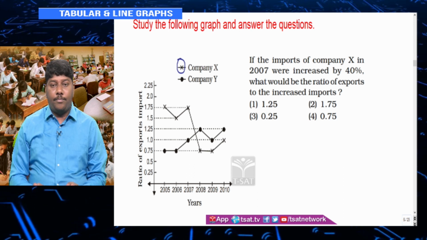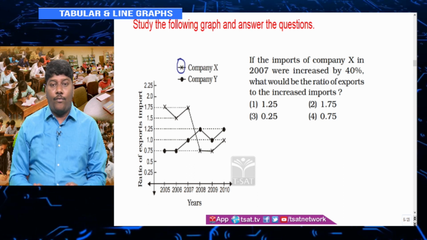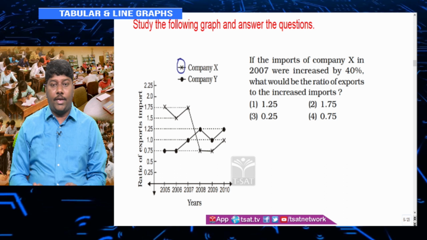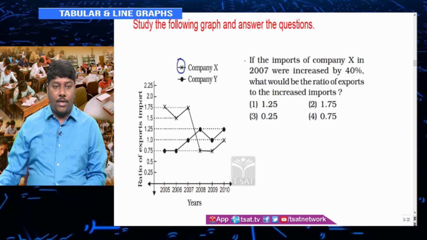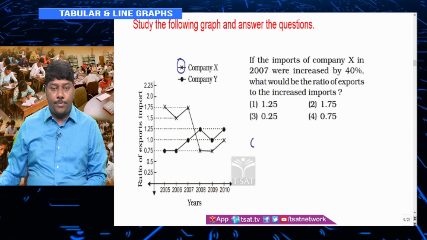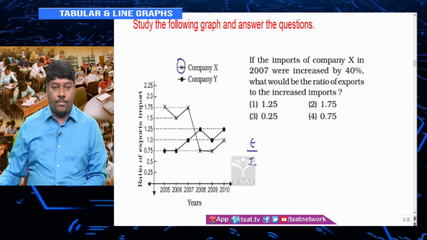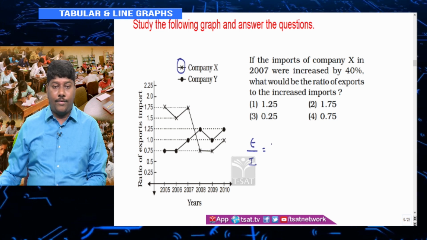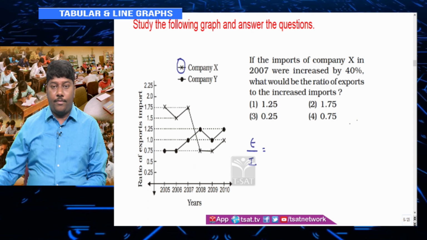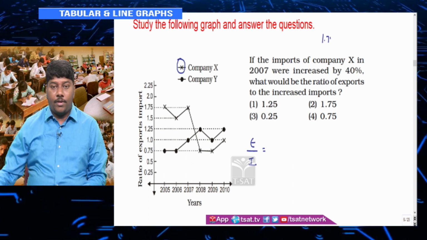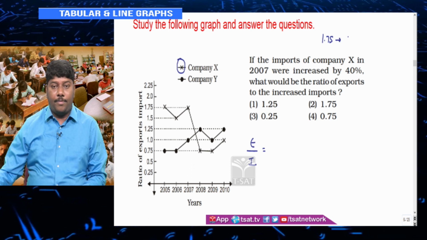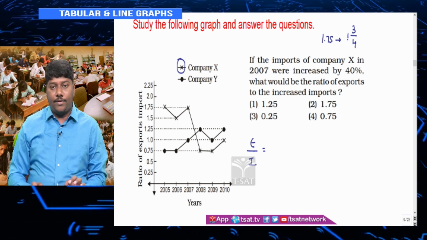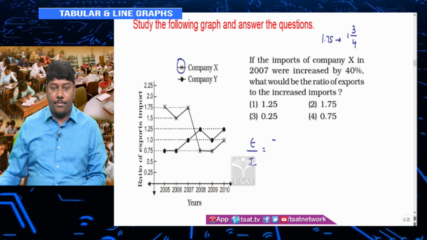Now look here. If the imports of the company X in 2017 were increased by 40%, what would be the ratio of exports to the increased imports? So in 2017, the ratio of exports by imports for X was 1.75. 1.75 can be written as 1 3/4 or else 175/100, but I prefer 1 3/4 because 0.75 is 3/4. 1 3/4 is 7/4.